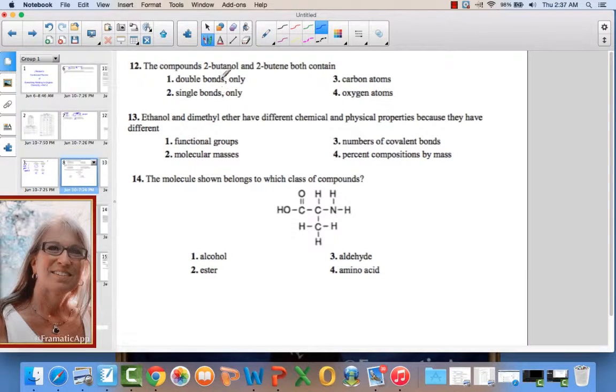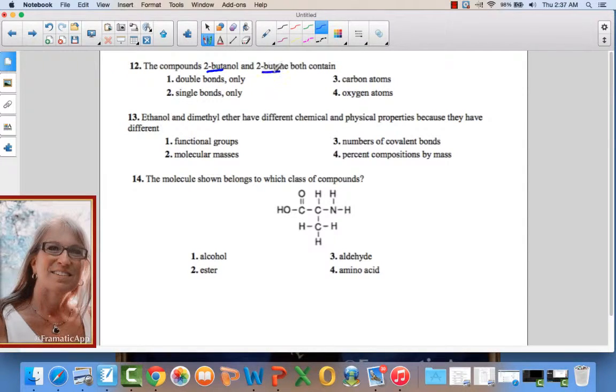The compounds 2-butanol and 2-butene both contain... well, first of all, but means 4 carbons. So they both have 4 carbons. So there's your answer right there. Double bonds are only located in the butene because it ends in ene. Single bonds would be in butanol. And they don't have the same number of oxygens because butene is a hydrocarbon and doesn't have any oxygens, because it's in Table Q.